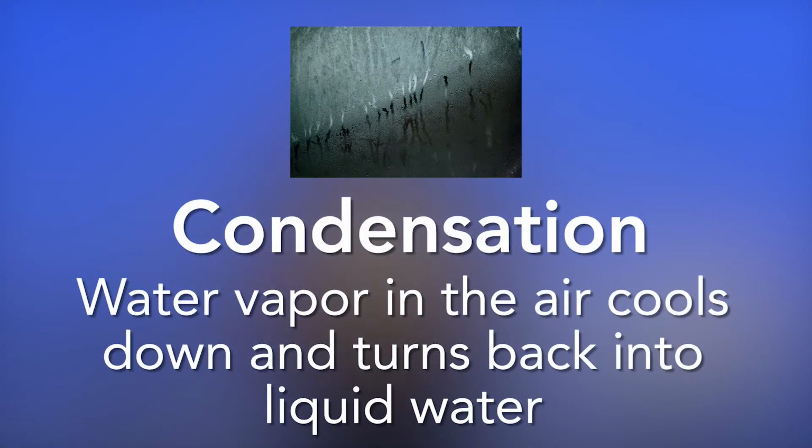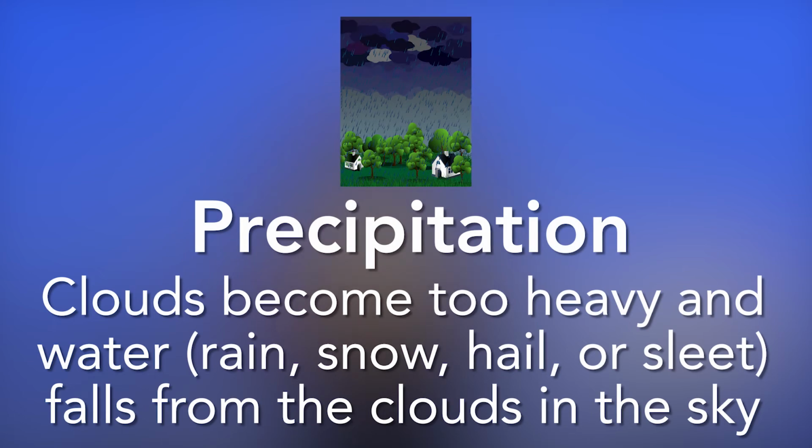Condensation. Condensation is when the water vapor in the air cools down and turns back into liquid water. You see condensation on the outside of a glass of a really cold drink on a hot day. Precipitation. This is when the clouds become too heavy and the water in them, in the form of rain, snow, hail, or sleet, falls from the clouds in the sky.